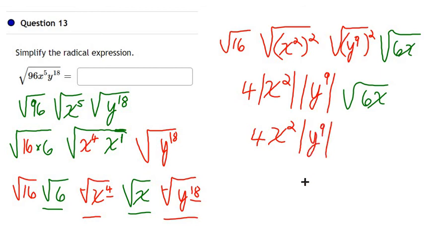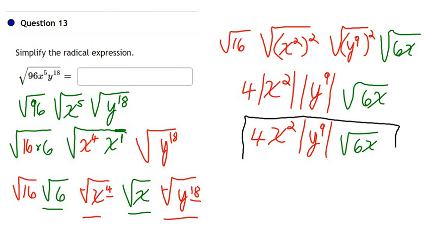So we have to keep the absolute value of y to the 9th, and then we'll have the square root of 6x that cannot be simplified any further. So this would be our final answer, and this would be what the computer would be looking for.